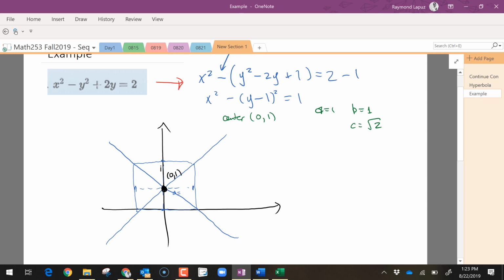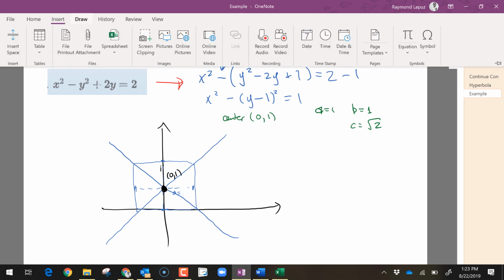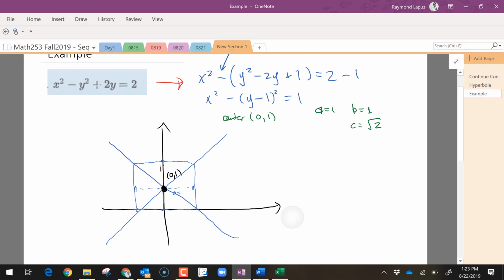Okay. I know it's opening sideways because the y is negative, the x is positive. And so I know my vertex is going to be x naught plus 1, and then the y value is the center point 1, and then x naught minus 1 with the y value of 1 from the center point. Then that's it.